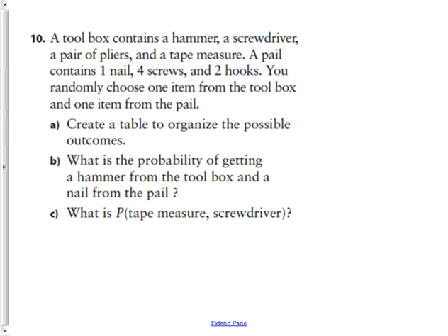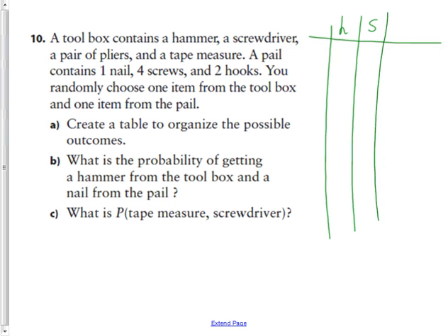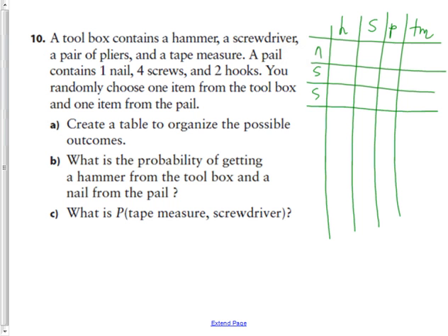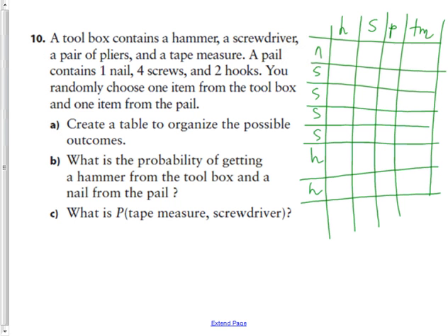But you randomly choose one item from the toolbox and one item from the pail. So let's look at this. Here we go. So we have hammer, screwdriver, pliers, tape measure. And here you have a nail, a screw, a screw, a screw, a screw, a hook, and a hook. How many combinations are there? There are 4 multiplied by 7, which is 28 possible outcomes.